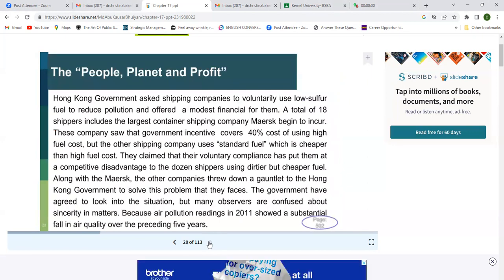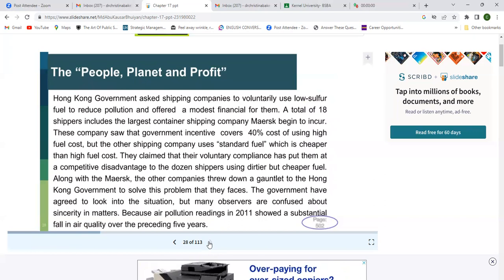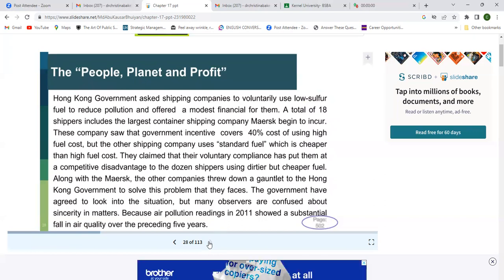The Hong Kong government asked shipping companies to voluntarily use low sulfur fuel to reduce pollution and offered them a modest financial incentive. A total of 18 shippers, including a large container shipping company, Maersk, began to comply. These companies saw the government increase the cost by 40% using higher grade fuel. Other shipping companies used standard fuel, which was cheaper than the higher grade fuel.